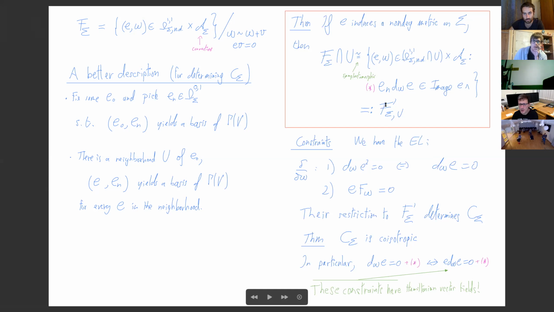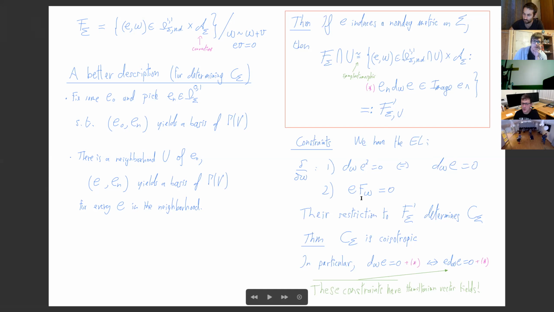And so now we will work on this space F prime. Now let's look at the Euler-Lagrange equations. We have two of them. The first is that omega E squared equals 0, which is equivalent to omega E equal to 0 in the bulk. This is a torsion-free condition.